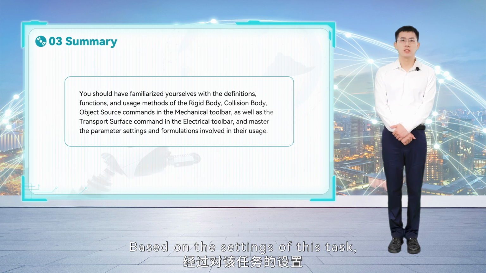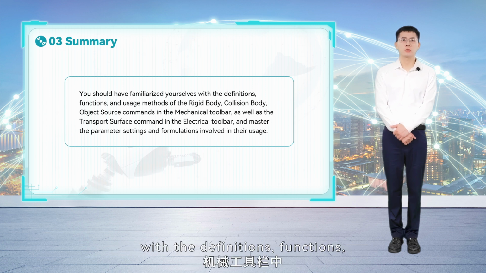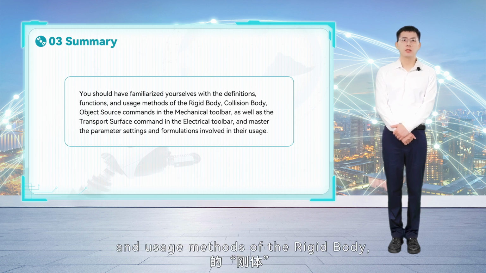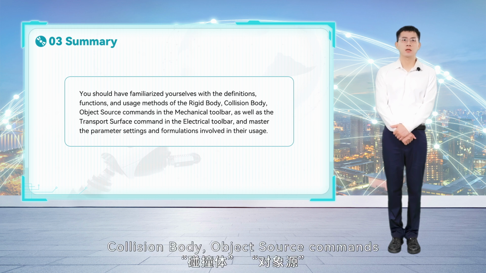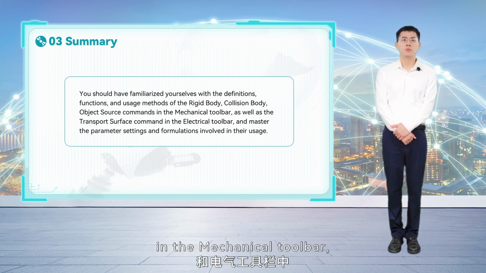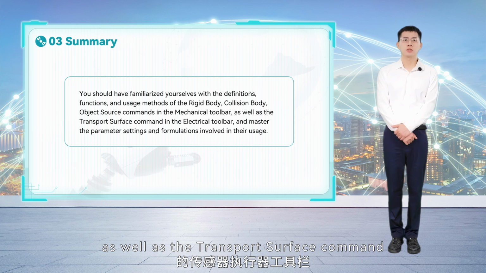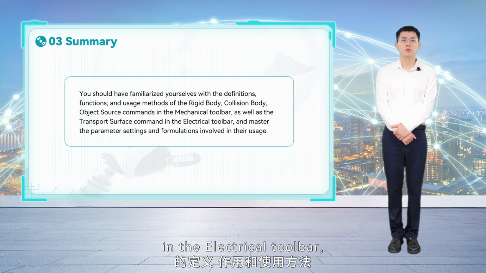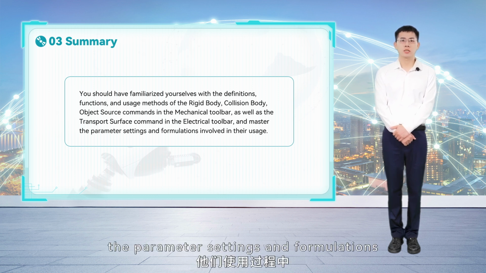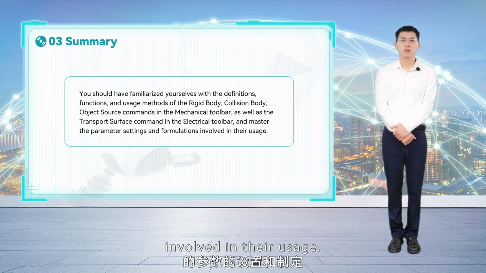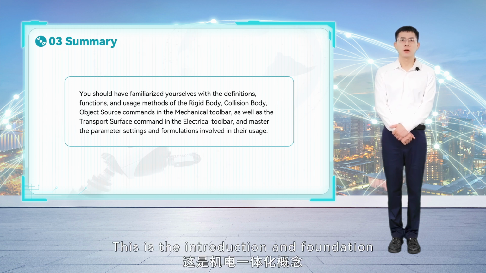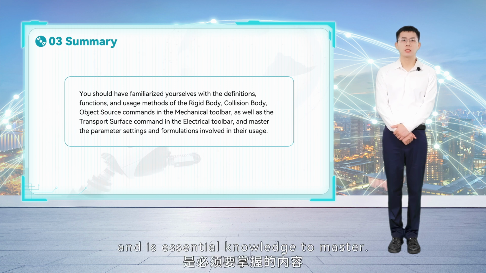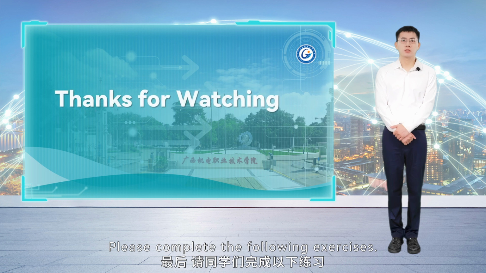Based on the settings of this task, you should have familiarized yourselves with the definitions, functions, and usage methods of the rigid body, collision body, object source commands in the mechanical toolbar, as well as the transport surface command under sensor drop-down in the electrical toolbar, and master the parameter settings and formulations involved in their usage. This is the introduction and foundation of the mechatronics concept and is essential knowledge to master. Please complete the following exercises.